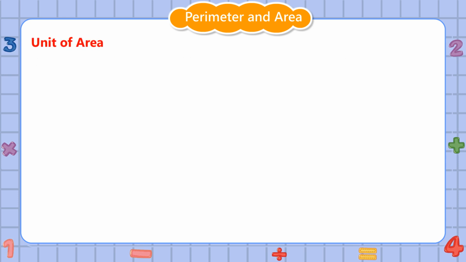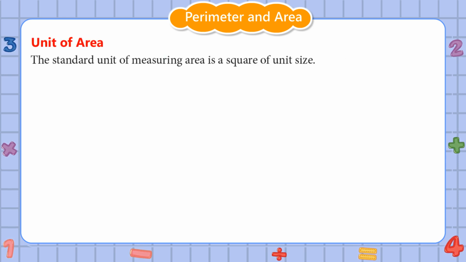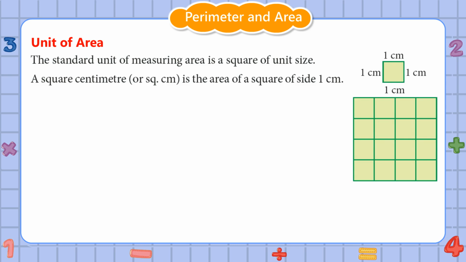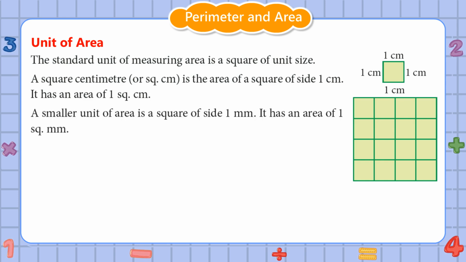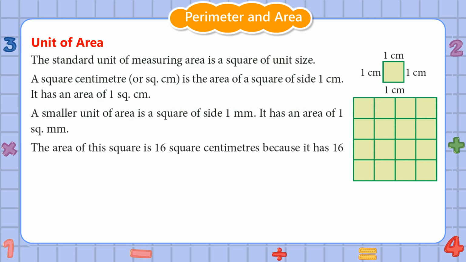A. Unit of area. The standard unit of measuring area is a square of unit size. A square centimeter is the area of a square of side 1 centimeter. It has an area of 1 square centimeter. A smaller unit of area is a square of side 1 millimeter. It has an area of 1 square millimeter. The area of this square is 16 square centimeters because it has 16 squares of area 1 square centimeter each.